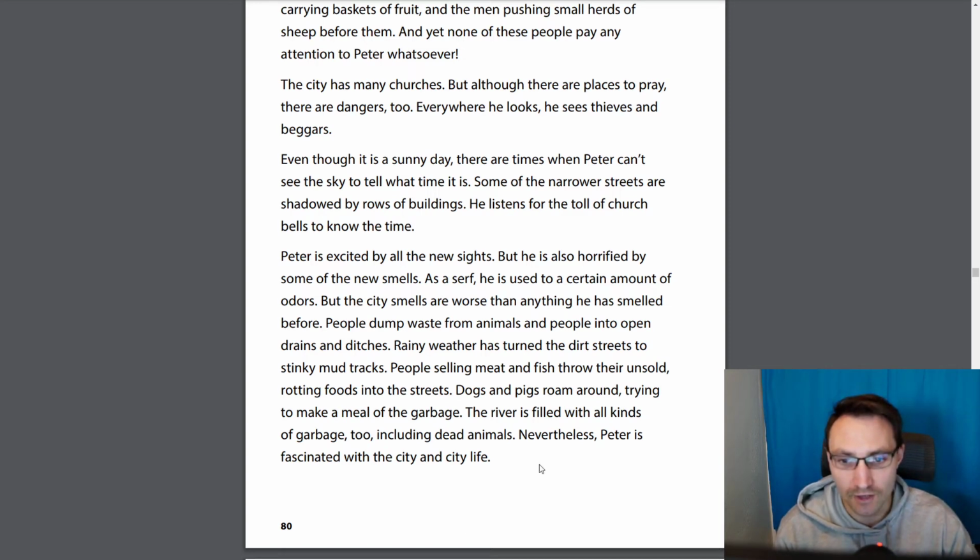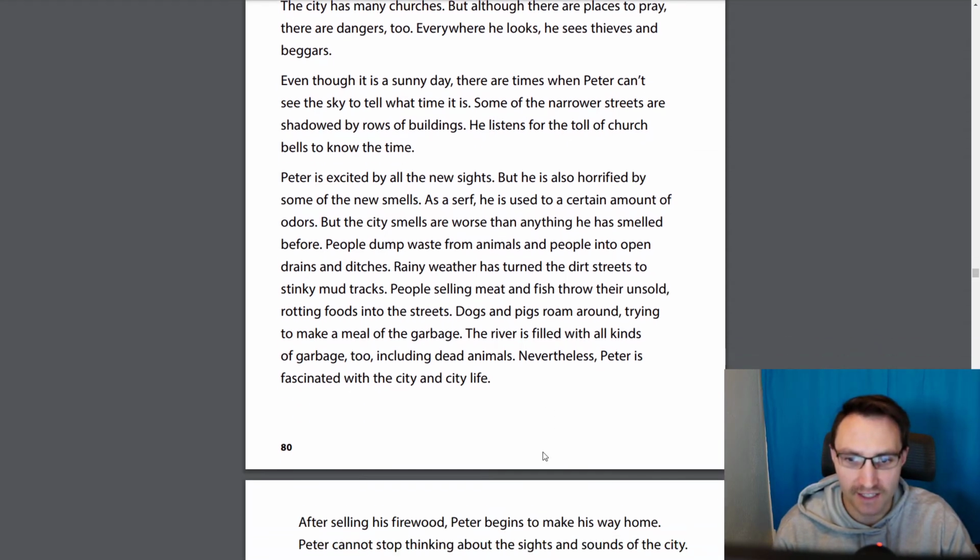Maybe Scotland's new dog was from this city. I'm just kidding. The river is filled with all kinds of garbage too, including dead animals. Nevertheless, Peter is fascinated with the city and city life.